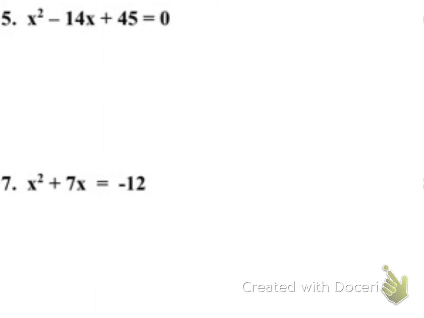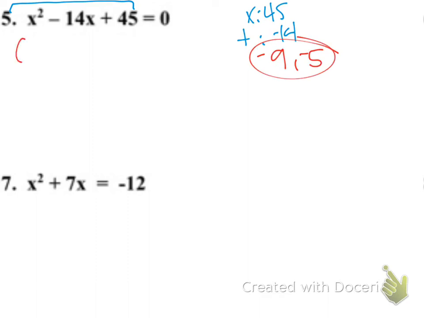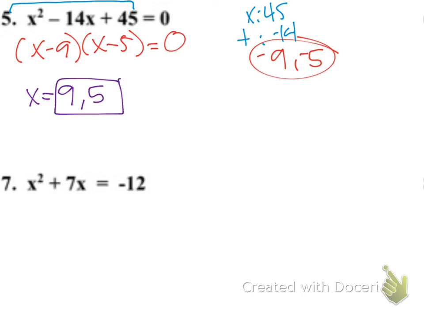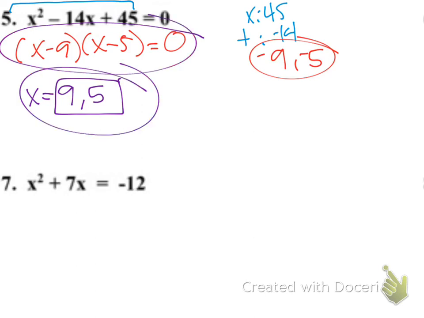Okay, so now number 5, I'm going to multiply a times c. So that would be 2 numbers that multiply to be 45 and add to be negative 14. Those 2 numbers would be negative 9 and negative 5. Again, these are going to be my factors. So I would have x minus 9 and x minus 5, all equal to 0. And if I set these both equal to 0, I would get x equals 9 and x equals 5. And those are your 2 solutions. We got factors and we have solutions.